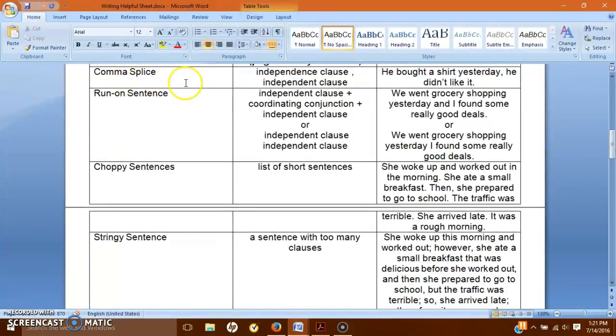A comma splice, then, is when 2 independent clauses are separated by nothing more than a comma. So, for example, he bought a shirt yesterday, comma, he didn't like it. What is one way that you would fix this sentence? So comma splices are bad. Don't use them in your writing.